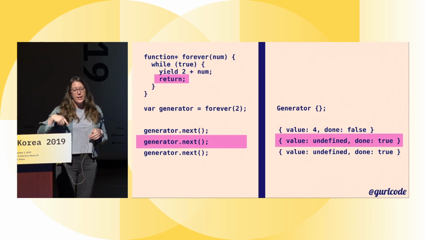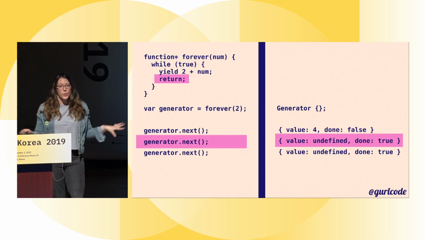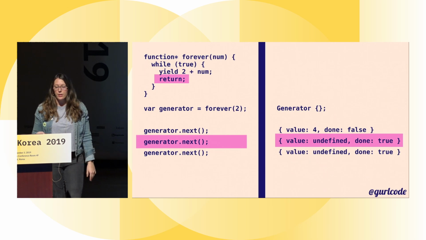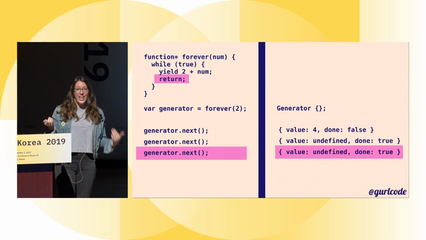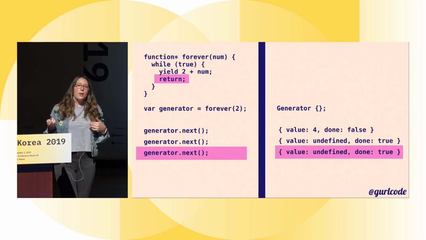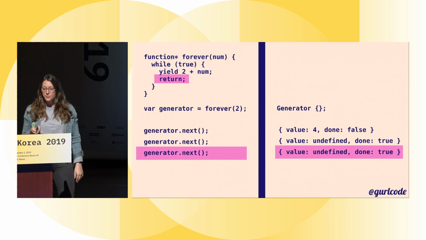So the first time I call next, we get what we expect. But as soon as it hits a return statement in a generator, it's going to cancel it. You'll notice that it just goes straight to done true, and of course, we're not yielding a value. Same thing when we call .next, we've canceled this generator, so there's no way for it to keep running anymore. This is actually done completely.